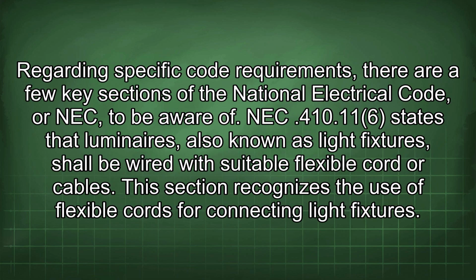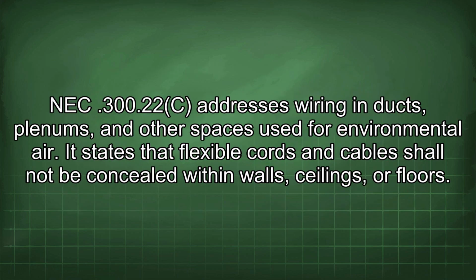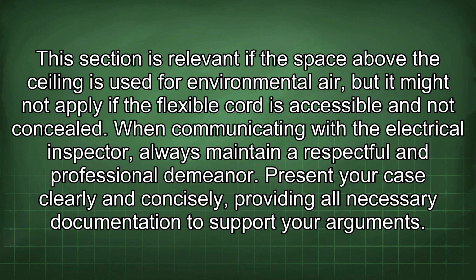Regarding specific code requirements, there are a few key sections of the National Electrical Code, or NEC, to be aware of. NEC 410.116 states that luminaires, also known as light fixtures, shall be wired with suitable flexible cord or cables. This section recognizes the use of flexible cords for connecting light fixtures. NEC 300.22(C) addresses wiring in ducts, plenums, and other spaces used for environmental air. It states that flexible cords and cables shall not be concealed within walls, ceilings, or floors. This section is relevant if the space above the ceiling is used for environmental air, but it might not apply if the flexible cord is accessible and not concealed.